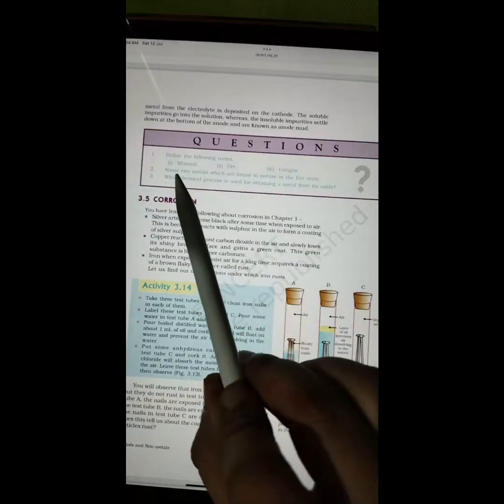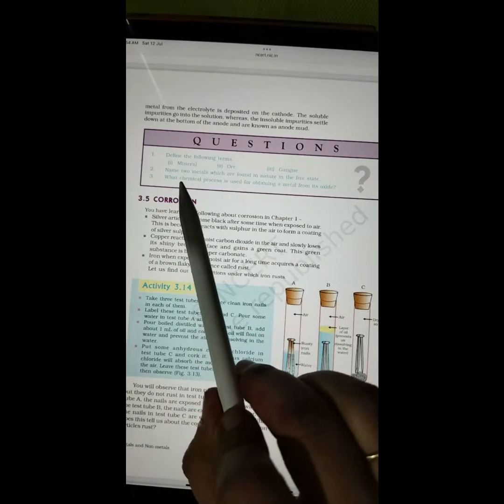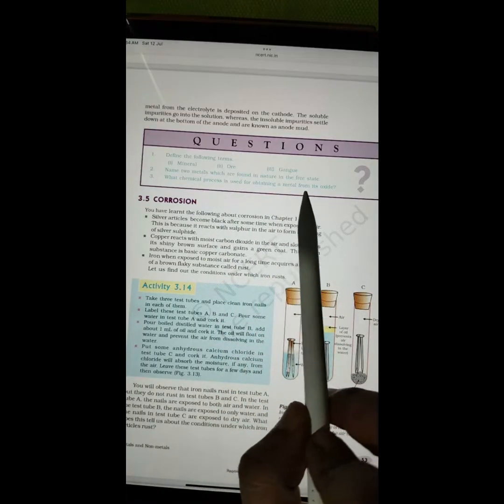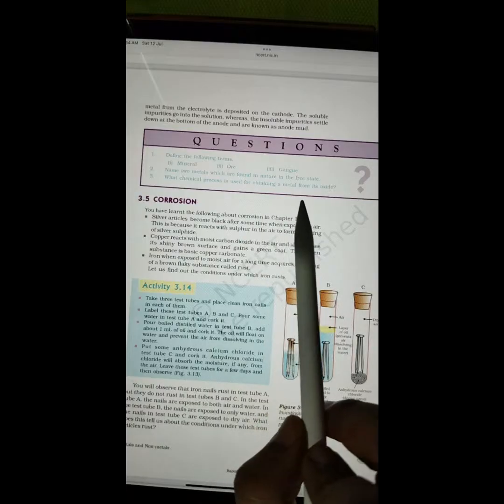In-text questions. 1. Define the following terms: Mineral, Ore, Gangue. 2. Name two metals which are found in nature in the free state. 3. Which chemical process is used for obtaining a metal from its oxide?